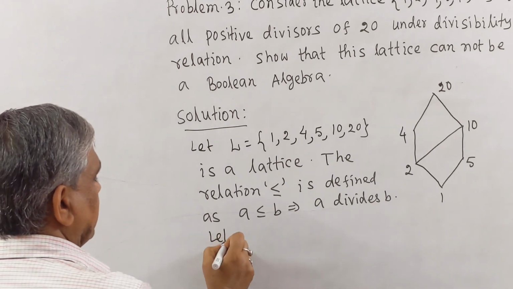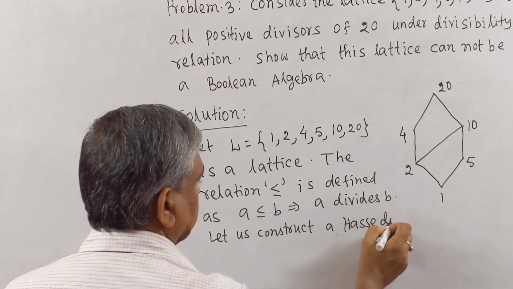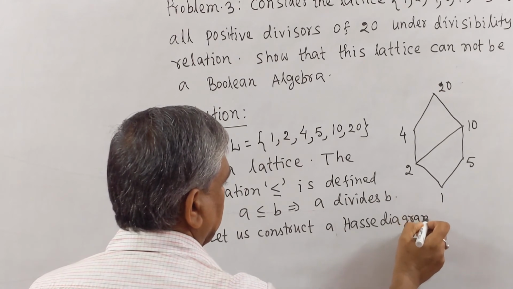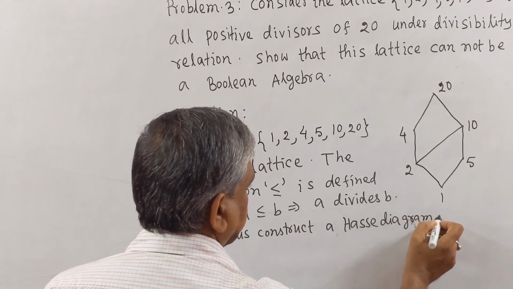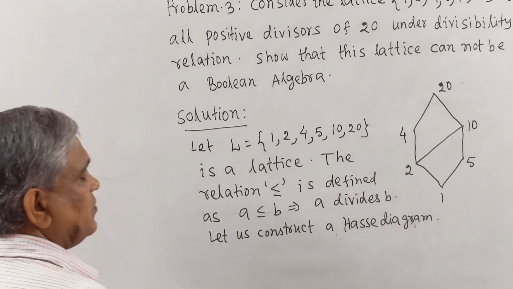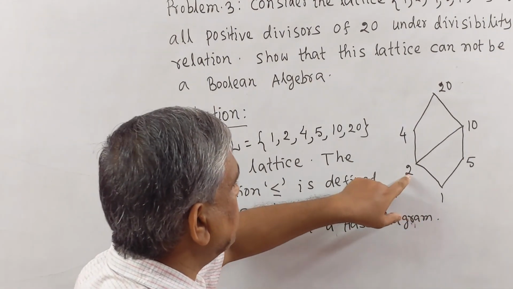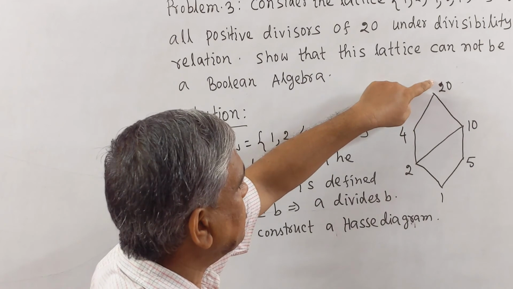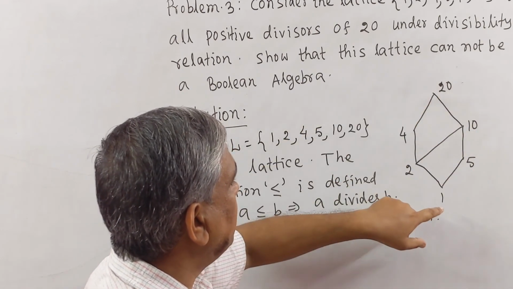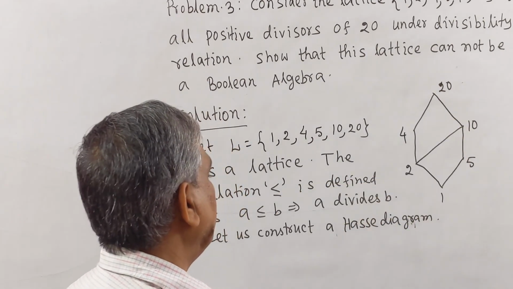Let us construct a Hasse diagram. And this is the Hasse diagram. Here we see that 1 divides 2, 2 divides 4, 4 divides 20, 1 divides 5, 5 divides 10, 10 divides 20, 2 divides 10.